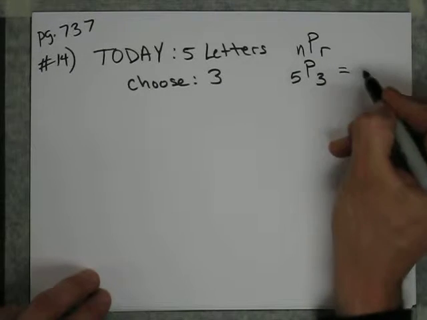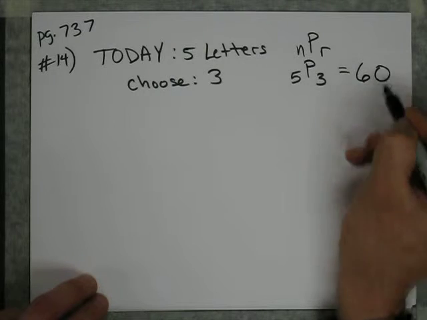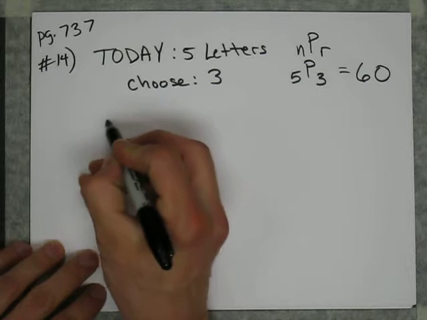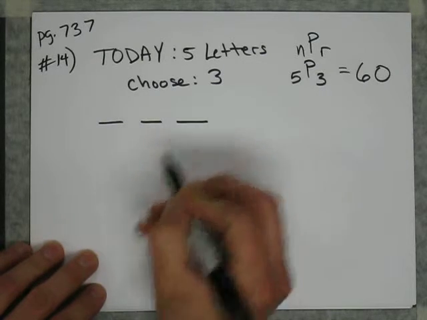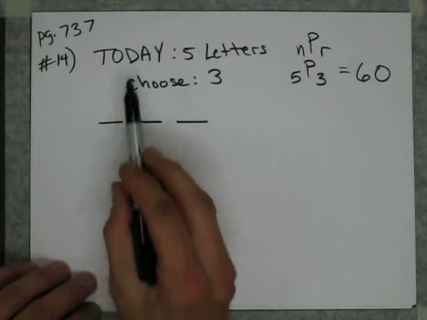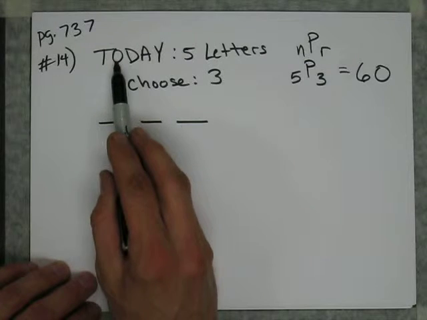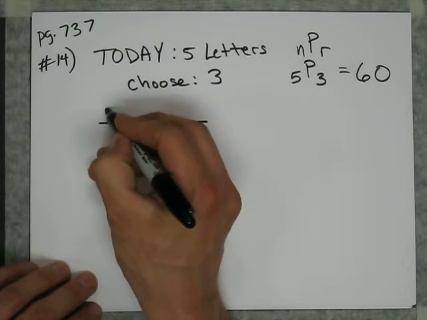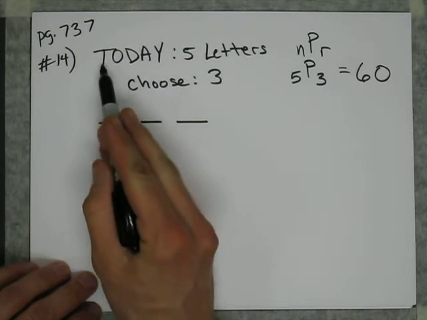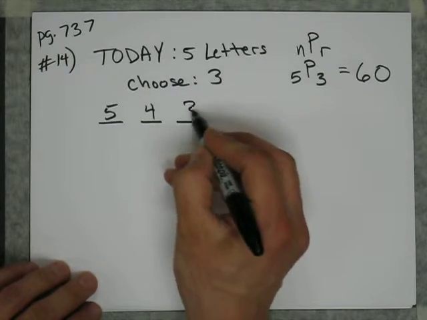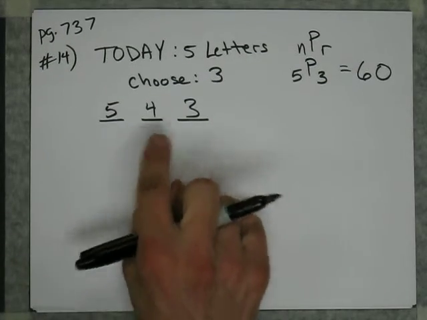And you end up with 60. Now, the other way you could have done that is you could have said, well, I'm going to choose 3, so there's 3 spots. In the very first spot, how many letters do I have to choose from? I could choose a T, a T, an O, a D, an A, or a Y, so there's 5 things. As soon as I've chosen one of them, there's 4 left, and as soon as I've chosen another one of those, there's only 3 left, and that's all I'm going to choose is 3.